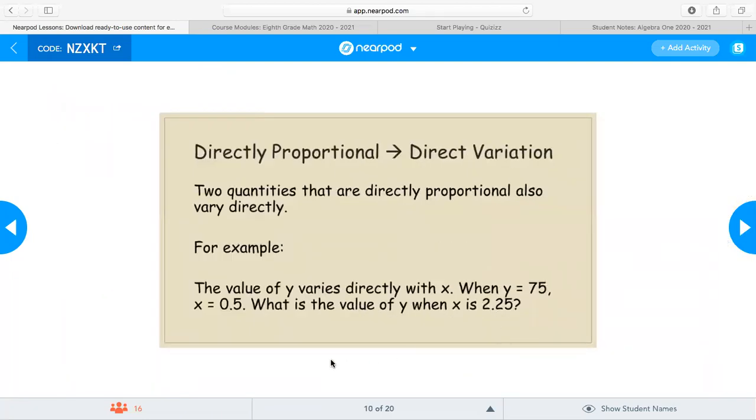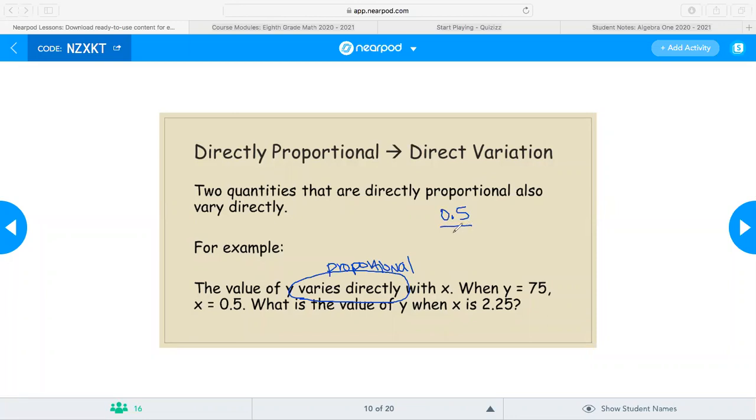Example. Okay. So our goal is 100% of us get this right. So the value of y varies directly with x. Even though I keep saying this over and over again, it's just so you recognize that this means it's proportional. When y equals 75, x equals 0.5. This time I'm just going to do it differently so you know there's multiple ways to do this. I'm going to put the x on top this time.